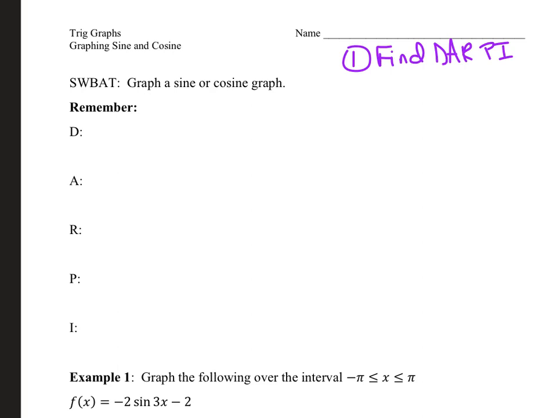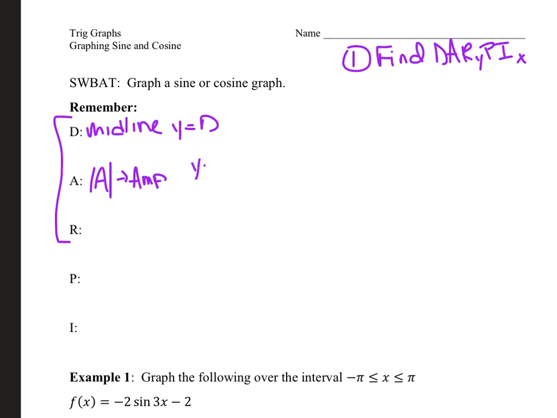Or dairy picks. I haven't decided which one is better. First you figure out what DAR is, what these values are. D, remember, is your midline, so know where that is: y equals D. A tells you a few things. The first thing, if you take the absolute value of A, is your amplitude, which is important. The second thing, it helps you find your first and your second point. By first, I mean where it hits the y-axis, so it's your y-axis point.